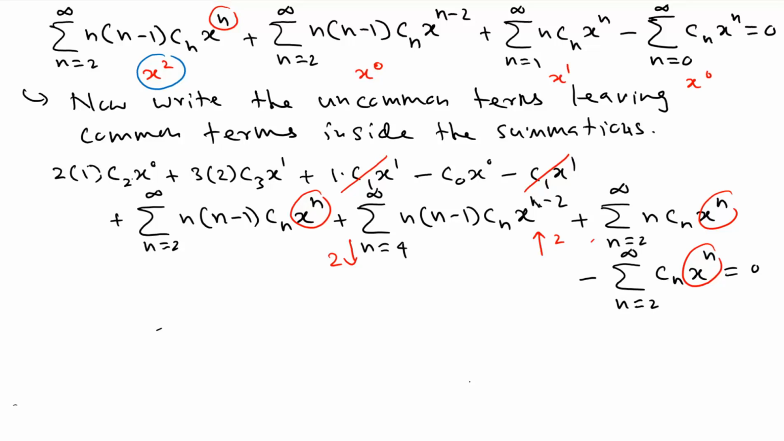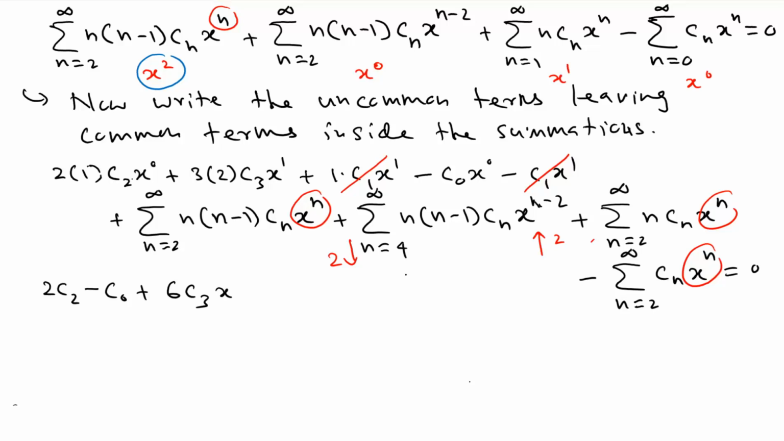So let's do that, and also rewrite all the terms that we already have. So rewriting like that, we have 2c2, and then we have minus c0 plus 6c3 x. Those are the only uncommon terms, and the rest we can rewrite using a common index.